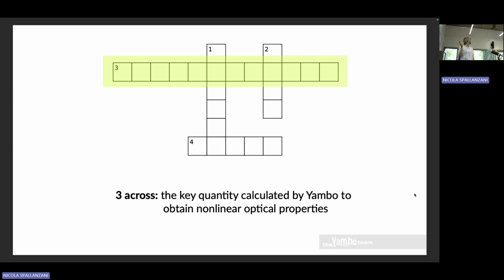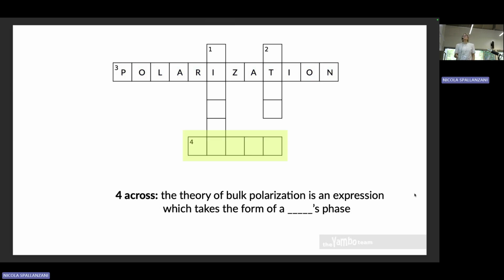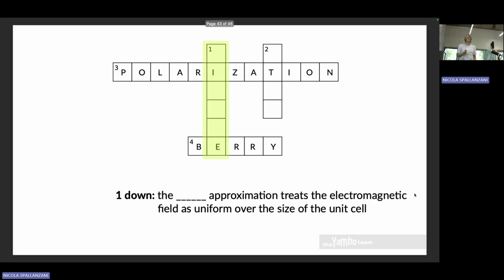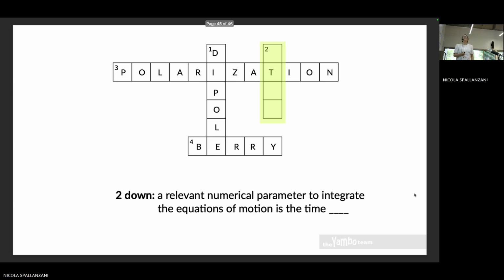What would you need to extract the optical property? Polarization. The theory of Berry phase polarization is an expression which takes the form of a Berry phase. The dipole approximation takes the electromagnetic field as uniform over the size of the unit cell. And finally, a relevant numerical parameter to integrate the equation of motion is the time step.